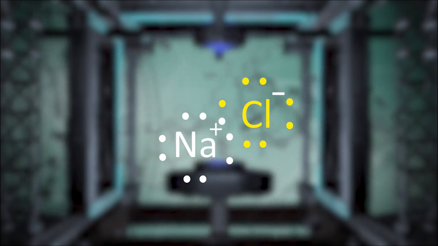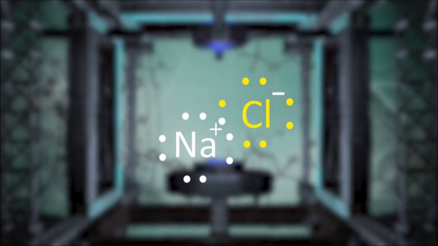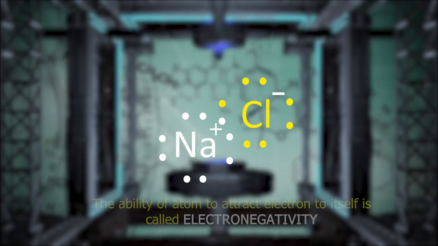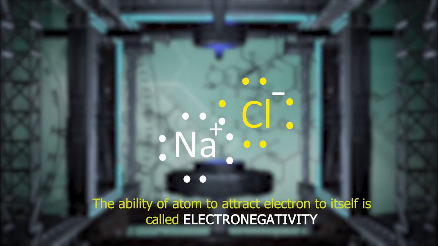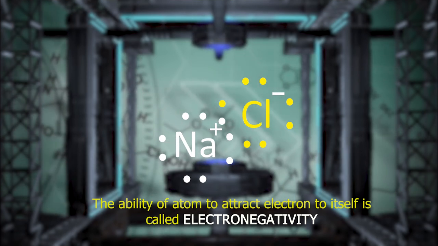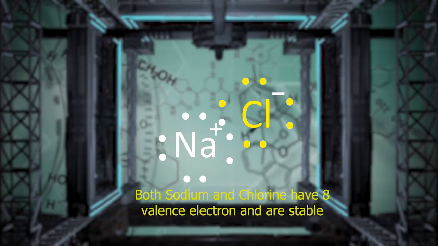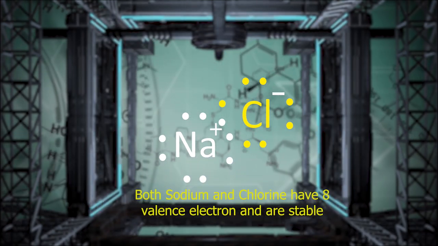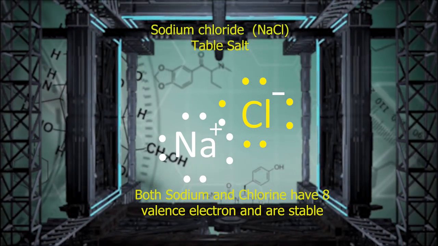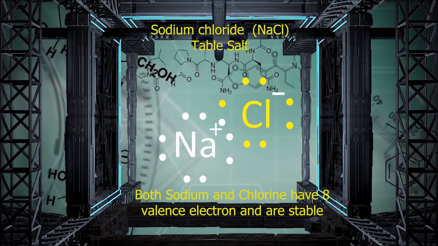In case of atoms, both of them win. Just that, sodium is more likely to be dragged by chlorine since chlorine is more electronegative than sodium. The ability of an atom to attract electrons to itself is called electronegativity. Once the two combine, they achieve stability, a total of 8 valence electrons, by forming a compound known as sodium chloride, or NaCl, commonly known as table salt.